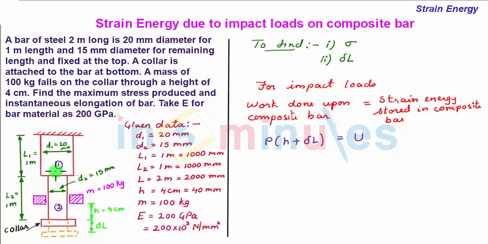Now as we see that the two parts of this composite bar are in series, so delta L will be equal to delta L1, which is the elongation of part 1, plus delta L2, which is elongation of part 2. This will be equal to U1, which is the strain energy stored in part 1, plus U2, which is the strain energy stored in part 2. So the total strain energy stored in this composite bar will be algebraic sum of addition of the strain energy stored in the respective parts.